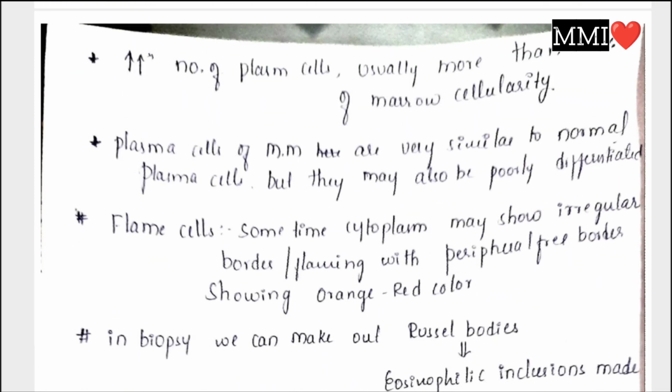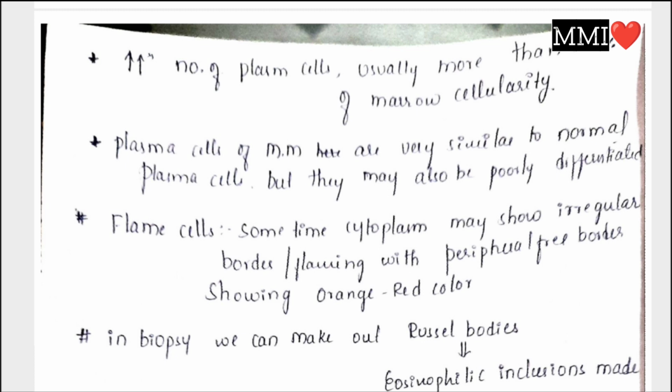Increase in the number of plasma cells, usually more than 30% of the marrow cellularity. As there is malignant transformation of the B lymphocyte, there is an increase in the number of plasma cells to more than 30% of marrow cellularity. As there is an increase in marrow cellularity, there is also bone destruction. Therefore you will also get an increase in the calcium level. Plasma cells of multiple myeloma are very similar to normal plasma cells, but they may also be poorly differentiated.